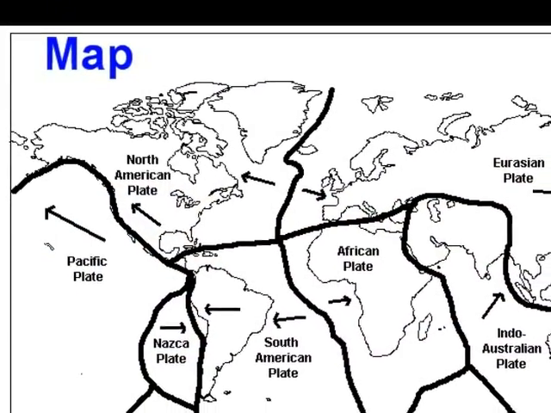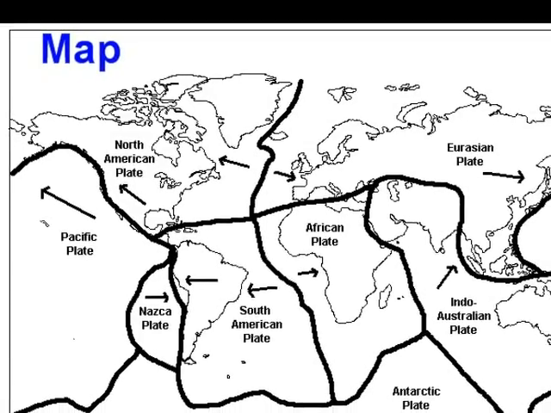This is a map of the world which is labeled where the three types of boundaries are happening.